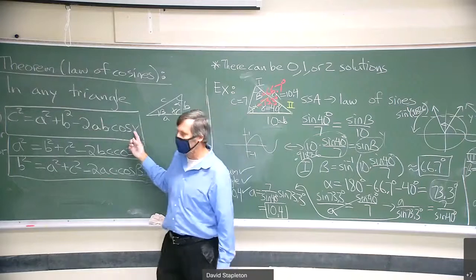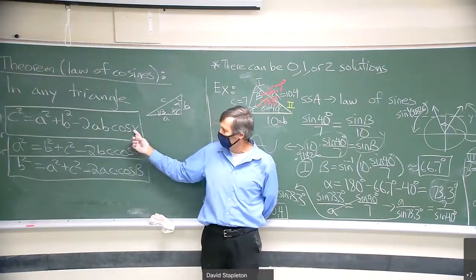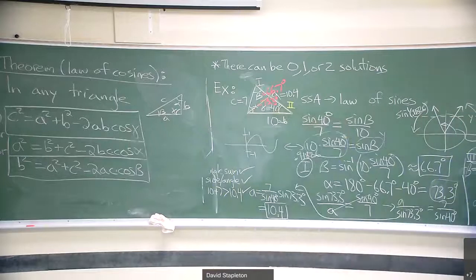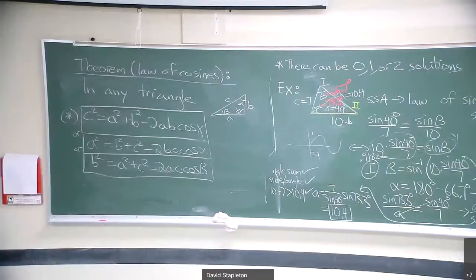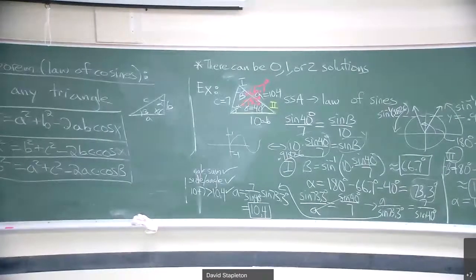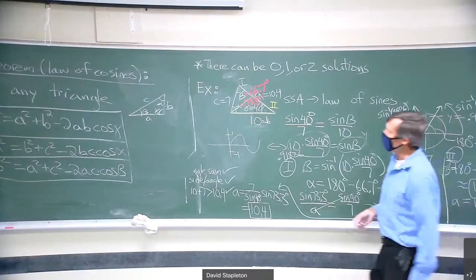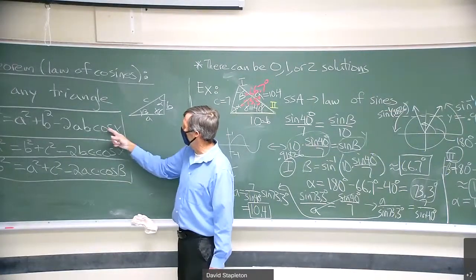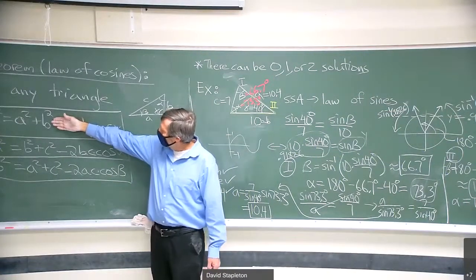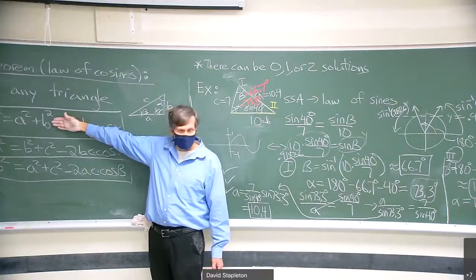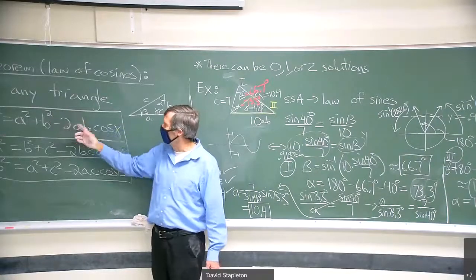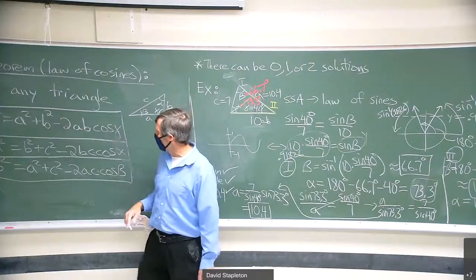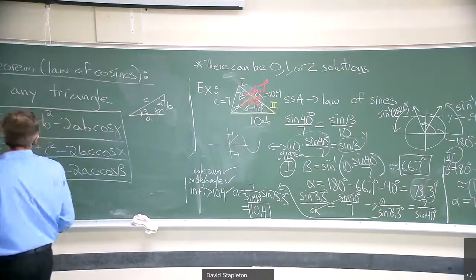We said this works for any triangle. What happens in a right triangle? Right, is this all up here? I guess it is. In a right triangle, this is a 90-degree angle, and cosine of 90 is 0, and the Pythagorean theorem is a special case. So the Pythagorean theorem is just a special case of the law of cosines when the angle here in the equation is 90 degrees.